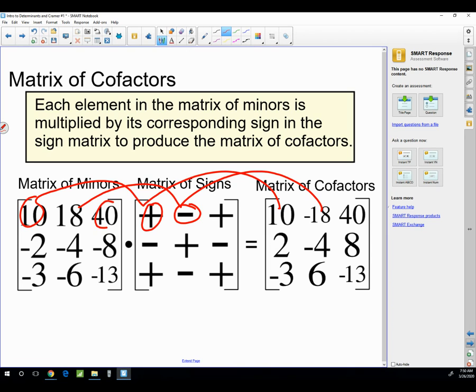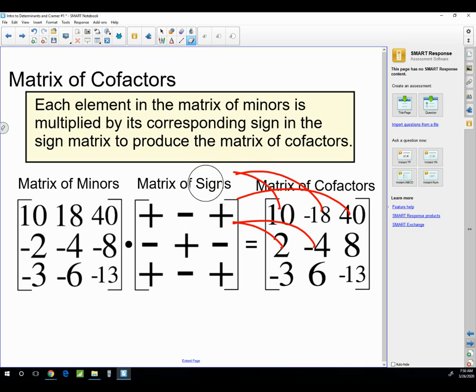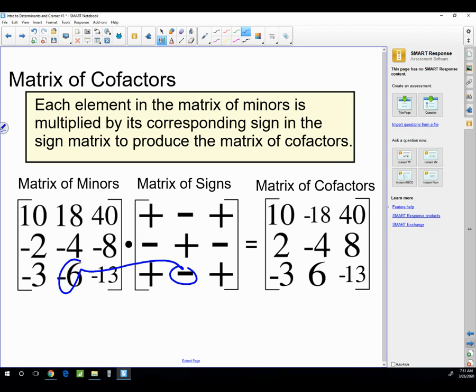And then the plus, this goes to a plus, so it stays +40. This goes to a minus, so it goes to +2. This goes to a plus, so it stays -4. And that's all the plus means. If it's a plus in the matrix of signs, then the element does not change sign. If it's positive, it stays positive. If it's negative, it stays negative. And if it overlays to a negative, it changes signs. If it's negative, it becomes positive and vice versa.